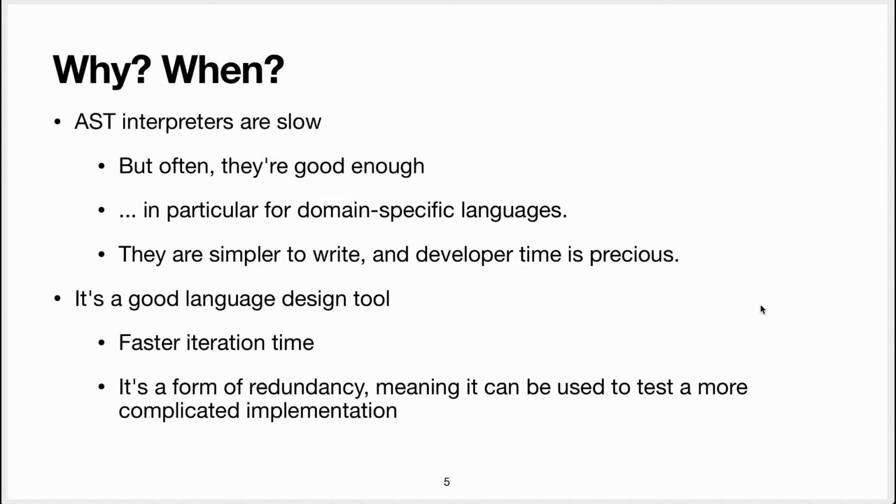So if you want to explore the language design, it's easier to change the AST interpreter than it is to change the whole code generation. And so your iteration time is faster. It's also good for testing your language, because say you start by writing an AST interpreter, and then you go to write a bytecode generator. You can compare both your implementations.